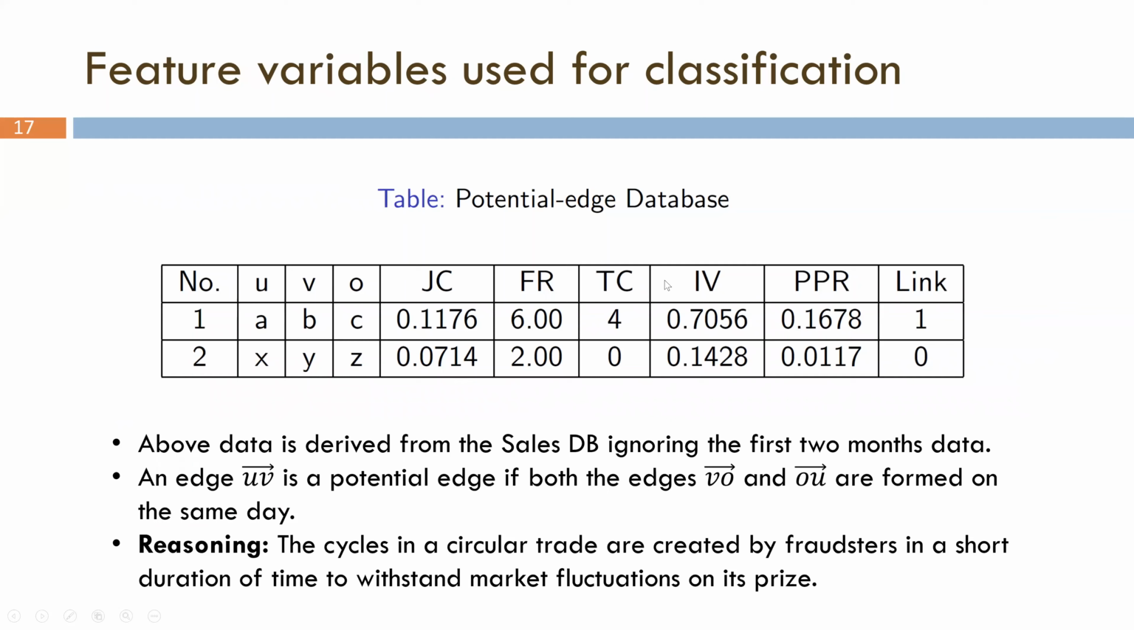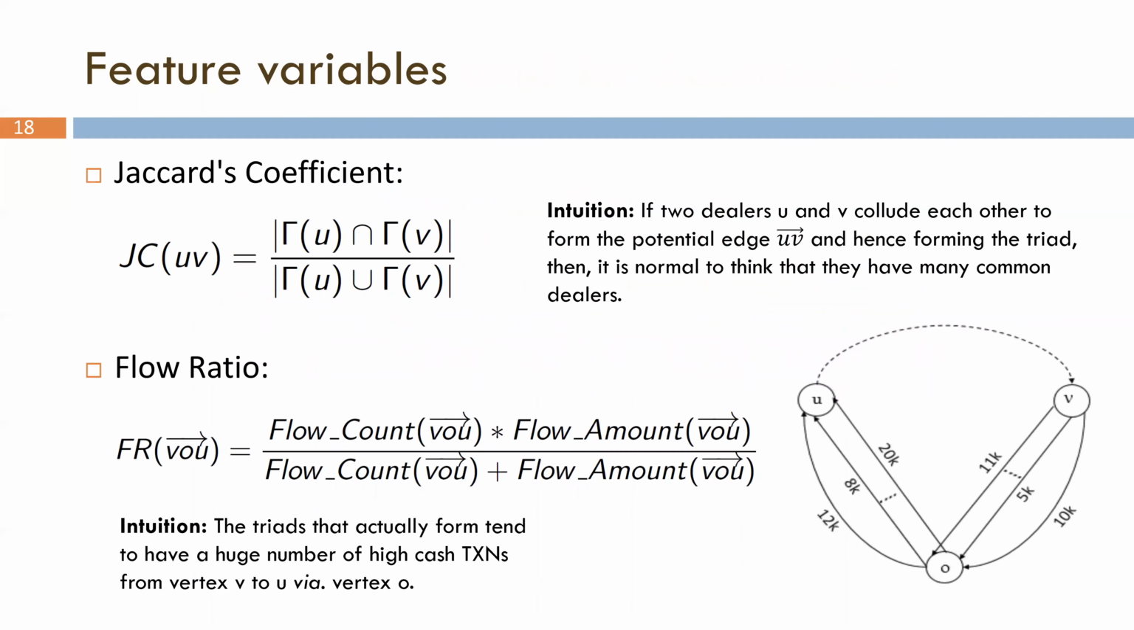And then we have 5 different variables, which are the feature variables, and link, that is the dependent variable. One means the A to B edge is formed in the future, 0 means it is not formed. And we have created these data points, that is the potential triads, only if both V to O and O to U are formed on the same day. That's what we expect, right? It should happen the same day. So these are the feature variables.